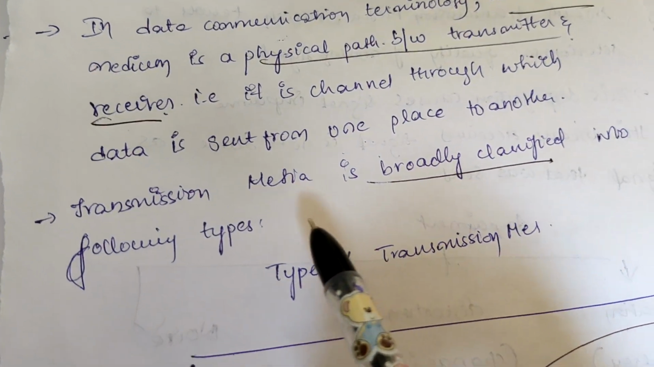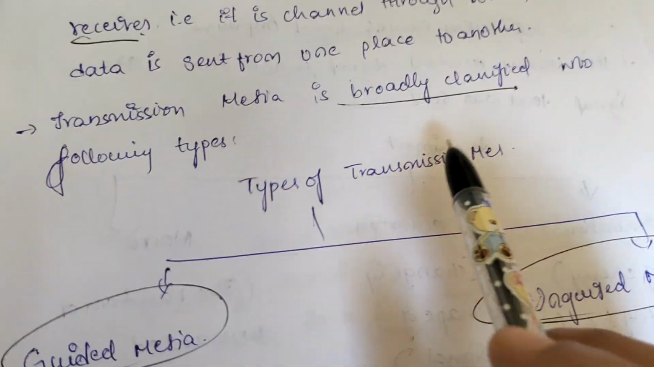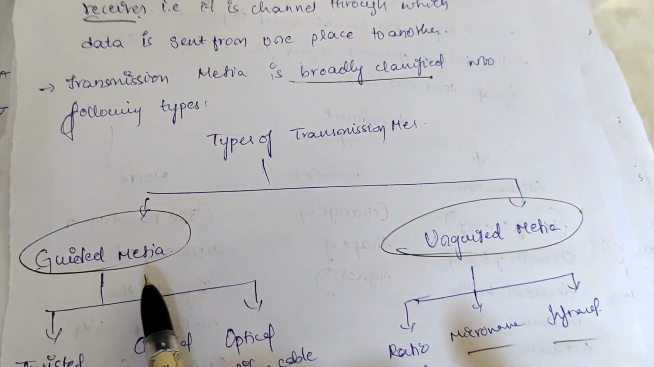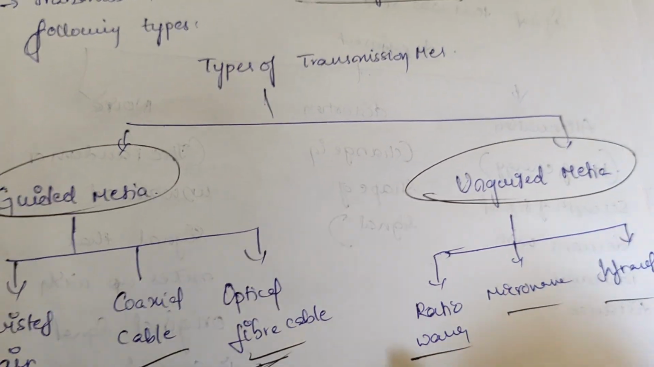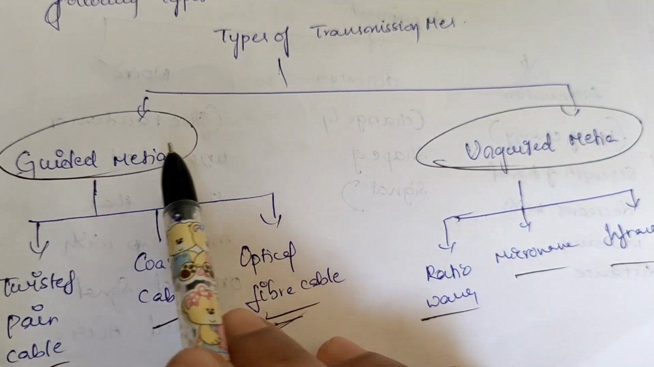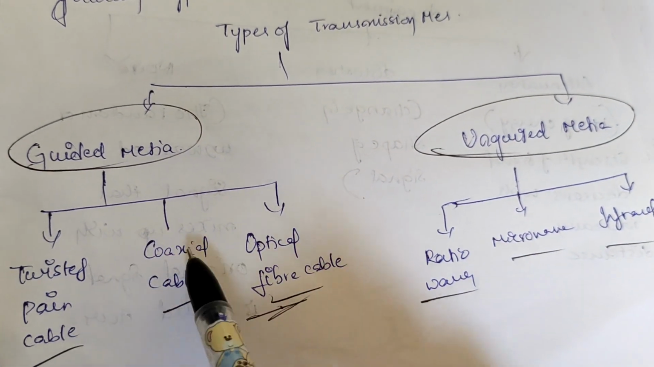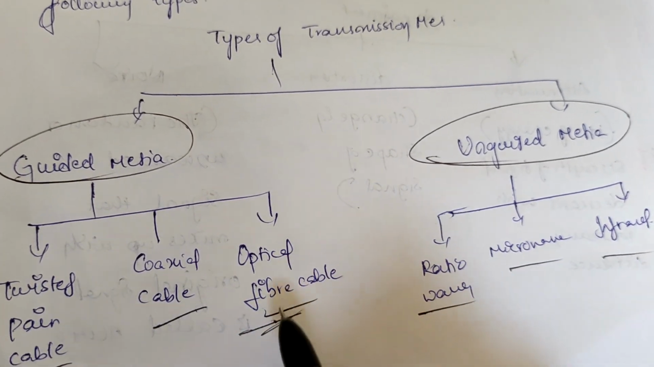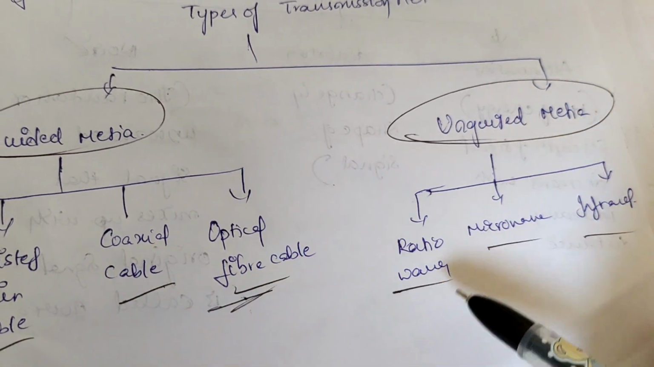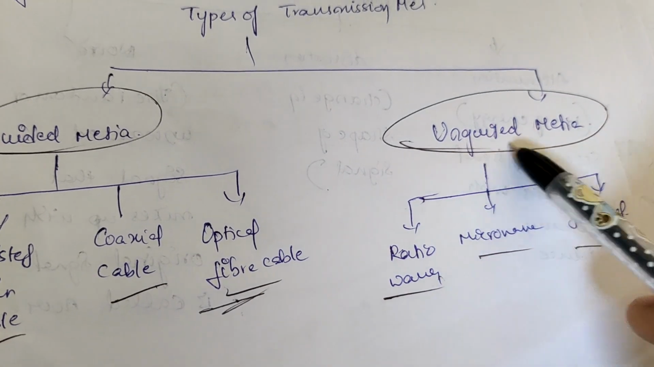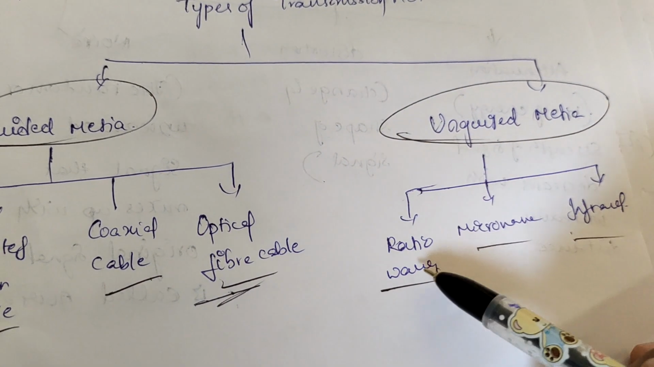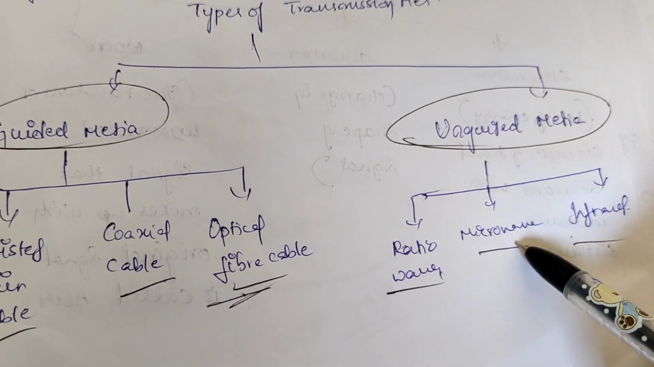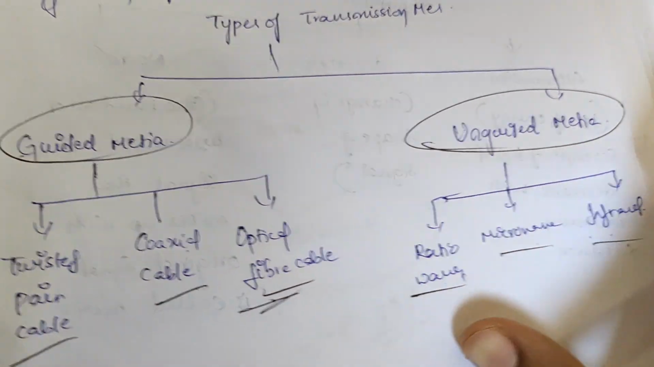Okay. So it is broadly classified into the following types. The first one is guided media, and the other one is unguided media. In guided media, we can see the types: twisted pair cable, coaxial cable, and optical fiber. In unguided media, what are the types? The first is radio waves, another is microwaves, and another is infrared waves.